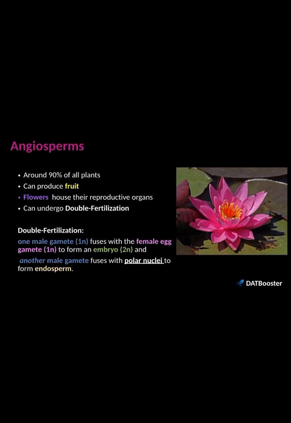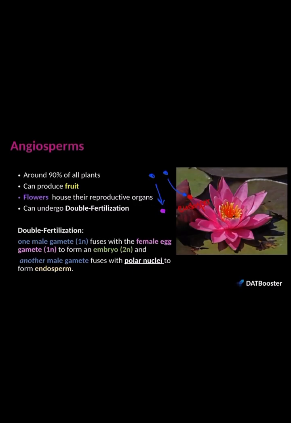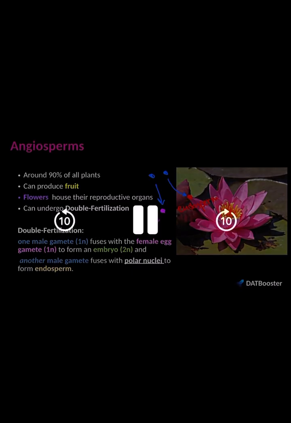But a key thing here about angiosperms is they can undergo double fertilization. I'm not going to dive into too much detail of what double fertilization is, but essentially this is what you should know. There's 2 sperm cells, so 2 male gametes. The first one's going to fuse with the egg, and that's going to form a diploid zygote. The second one is going to fuse with the polar nuclei. Now this is going to develop into the endosperm. These 2 key events together is what is known as double fertilization. Again, this is unique to angiosperms, and that's what you should know for taxonomy on the DAT.